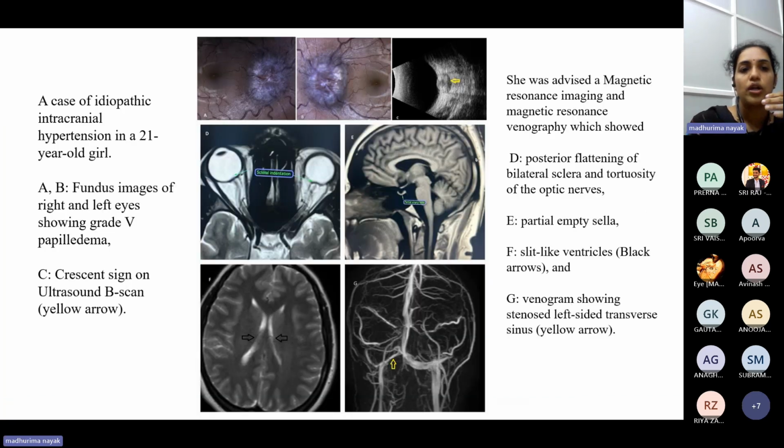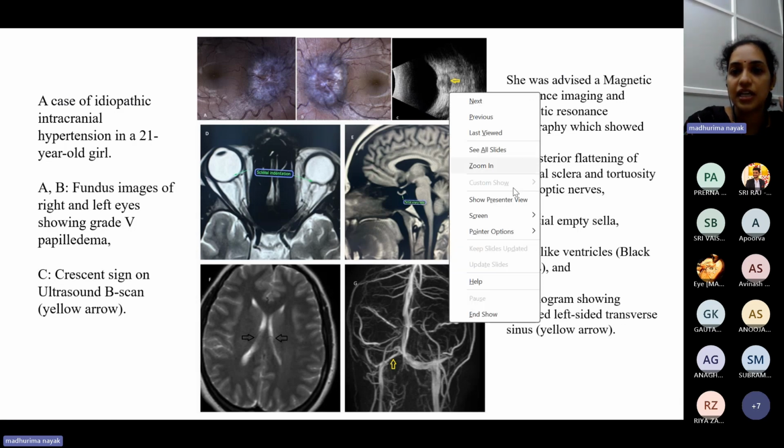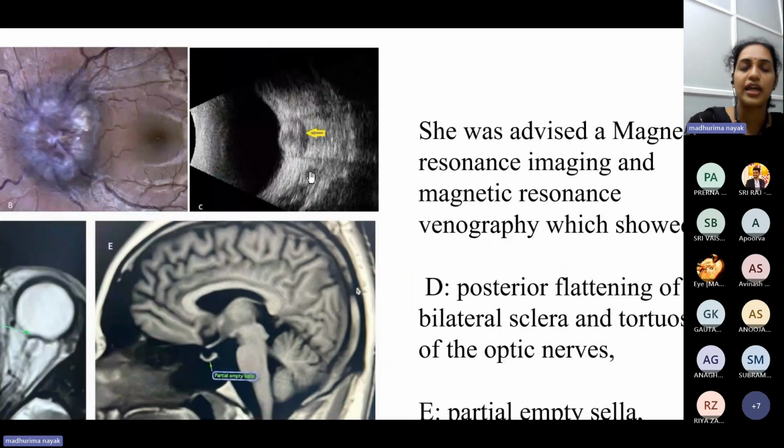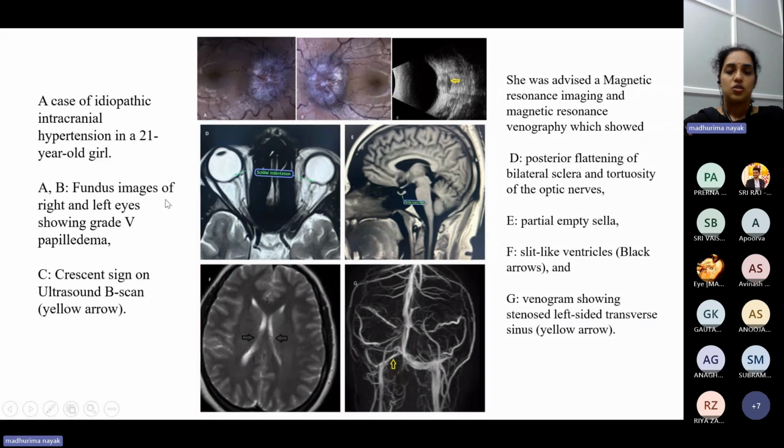Okay. So what happened later? This is how a crescent sign looks. Can you appreciate this? Please remember this. This is a very nice sign and very easy to elicit. Even neurologists would like to learn this. This echolucency that you see here is the crescent sign. Some people call it the donut sign. So this is the fundus image of what I just showed you.